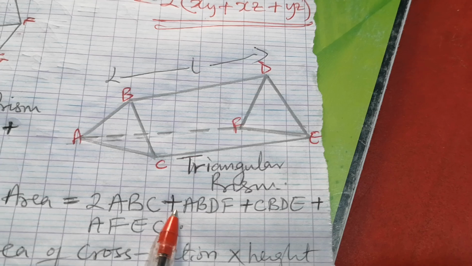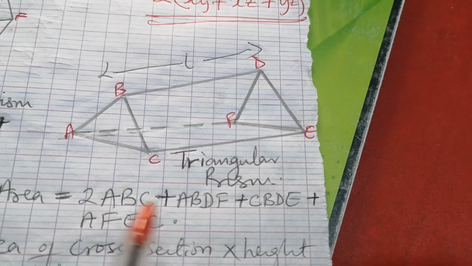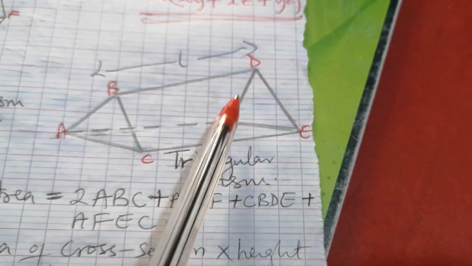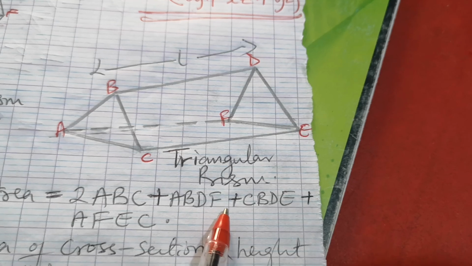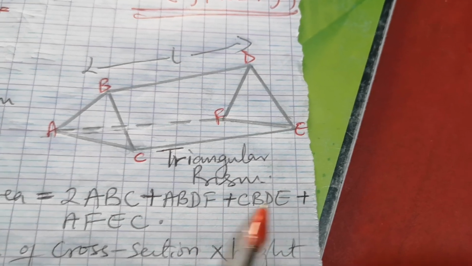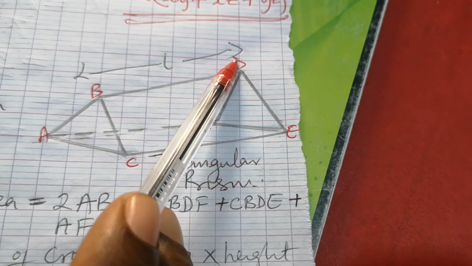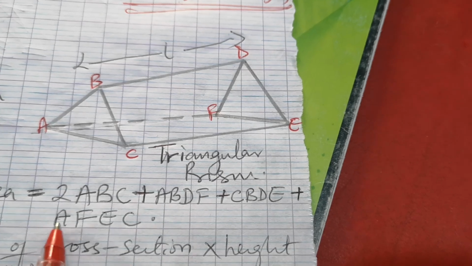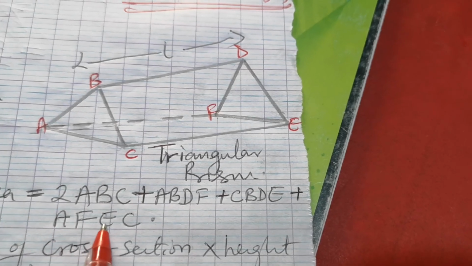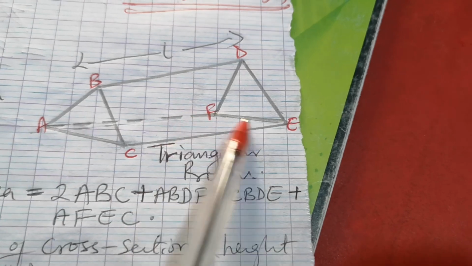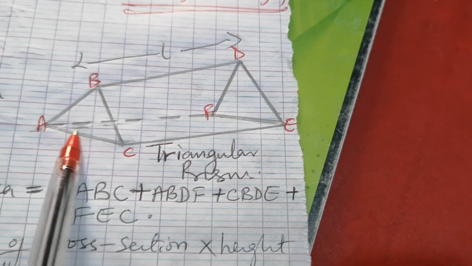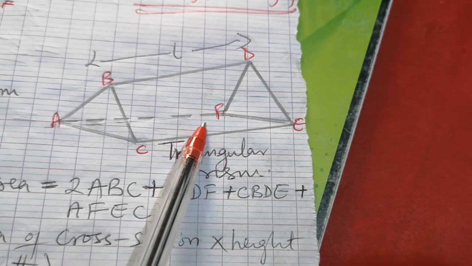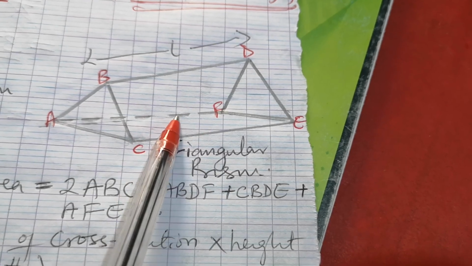Then plus the area of rectangle ABDF, then plus the area of rectangle CBDE, plus the area of rectangle AFEC. So if I calculate all these areas and add them, then that is the area of the triangular prism.